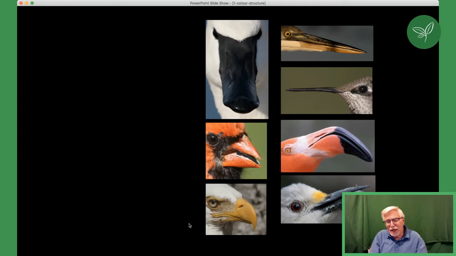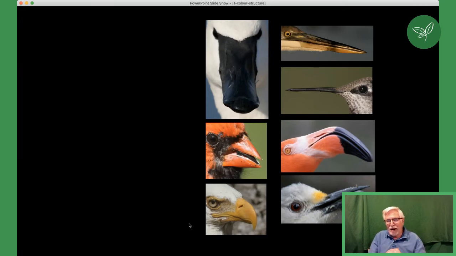We can also take a look at beaks. Birds' beaks each have a function, even if sometimes the beaks look similar. So a cardinal's beak is designed for breaking seeds. The upside-down beak of a flamingo is designed to filter out small crustaceans. The hummingbird's beak, I know you're going to think, well, that's designed to go into plants, and yes, it does. But hummingbirds also eat a lot of insects, which they catch on the fly.